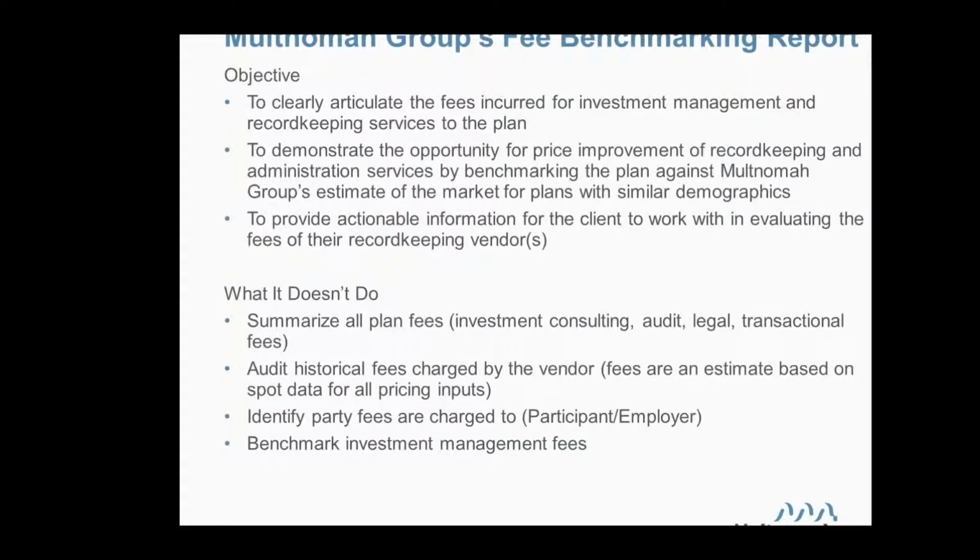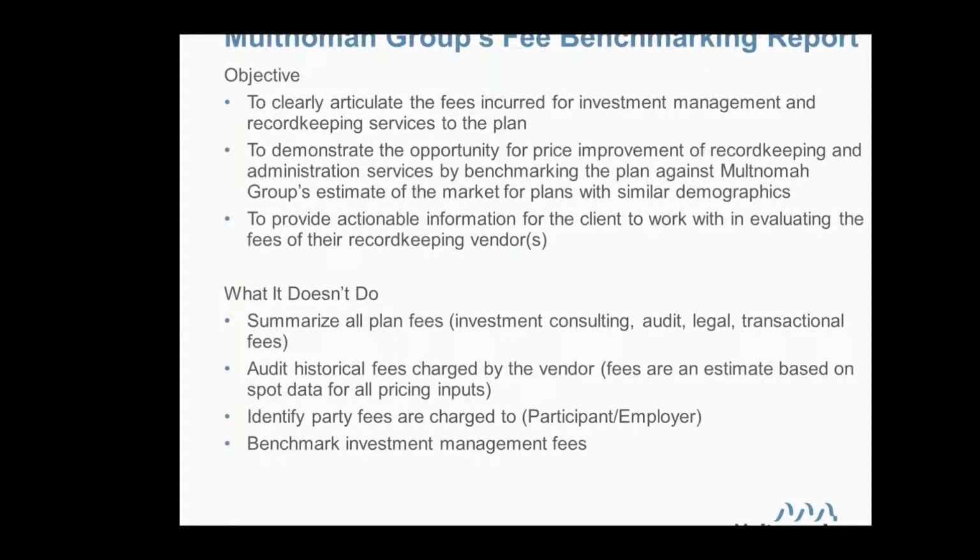Additionally, we're going to talk about Multnomah Group's fee benchmarking report. Our objective is to clearly articulate the fees incurred for investment management and record-keeping services. Those are different fees. Often they are both wrapped into the same fee, which is an investment product's fees, but they need to be separately identified.